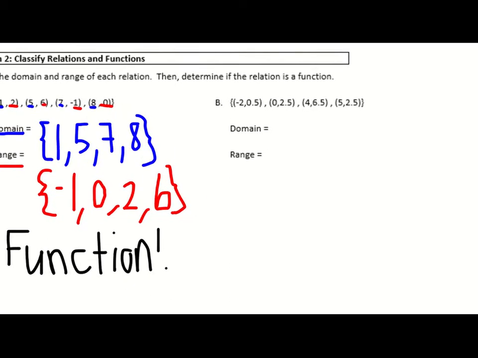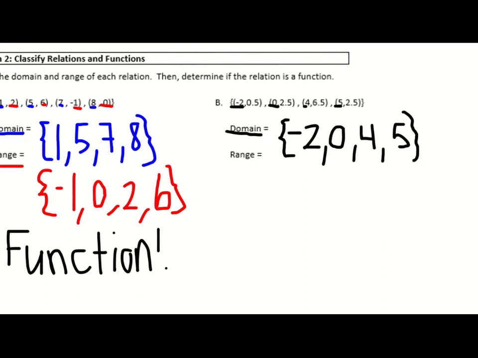If we look at the next problem, part B, we want to do the same thing. Identify domain and range and then determine is it a function. Domain is my x values. So I'm going to underline all the x values in each one of my points and list that for my domain. So we put those braces. So my domain is -2, 0, 4, 5.